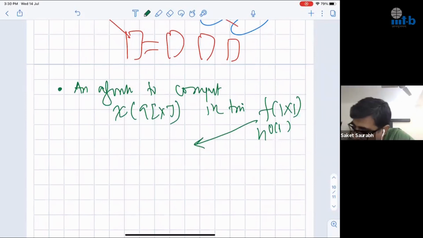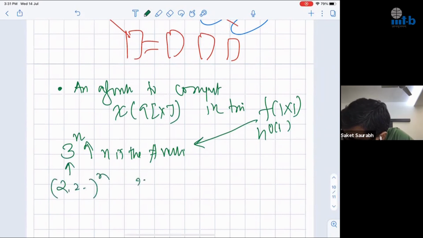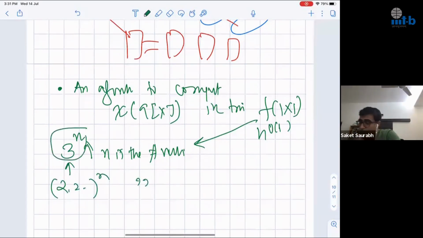I guess it would have been 3 to the power n, where n is the number of vertices. I'm sure at least this much, and maybe even better, like some 2.2 something to the power n. So for now, let's use this. Then I can find the chromatic number of my graph induced on X in time 3 to the power k.